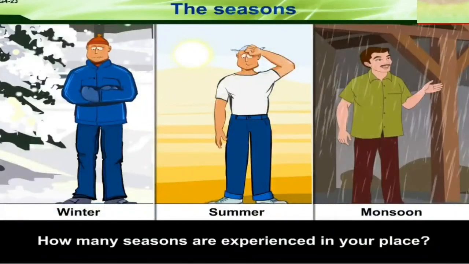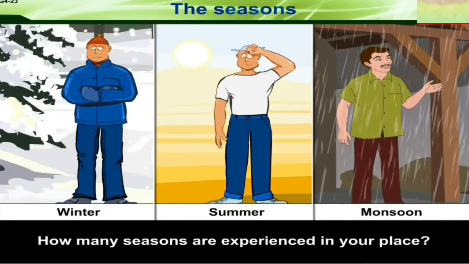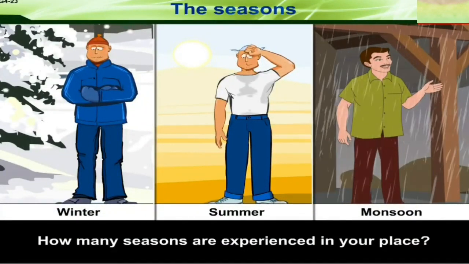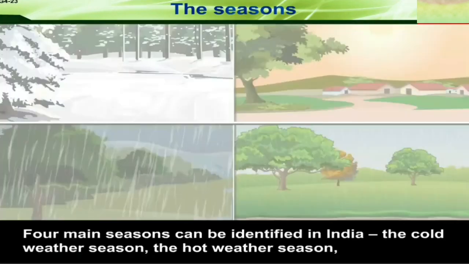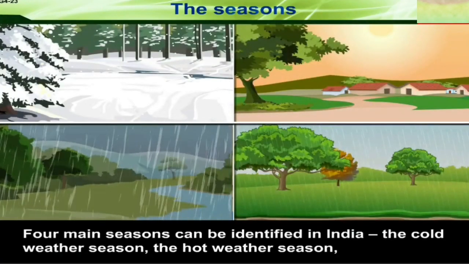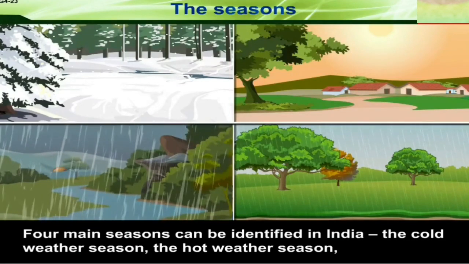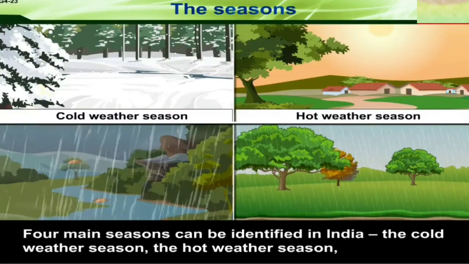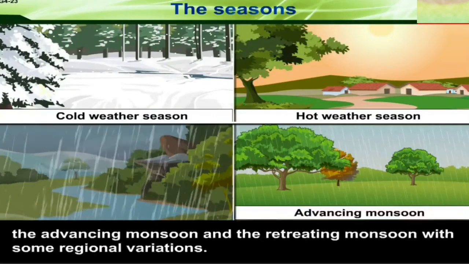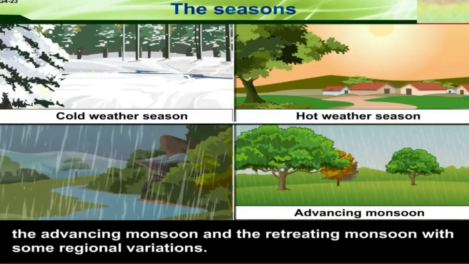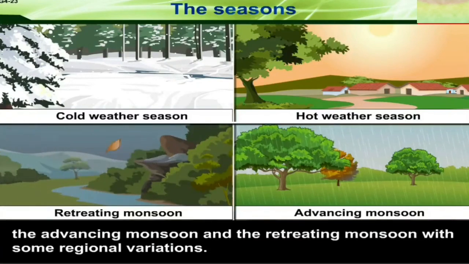How many seasons are experienced in your place? 4 main seasons can be identified in India. The cold weather season, the hot weather season, the advancing monsoon, and the retreating monsoon with some regional variations.